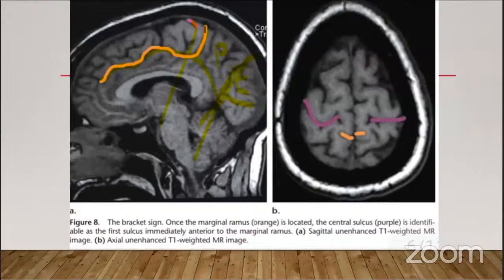So the precuneus is bounded by the ascending marginal ramus, the subparietal sulcus, and the parieto-occipital sulcus. Whereas the cuneus is bounded by the parieto-occipital sulcus and the calcarine sulcus. So this is your cuneus, this is your precuneus. Thank you, Dr. Yasir. That was an excellent demonstration.